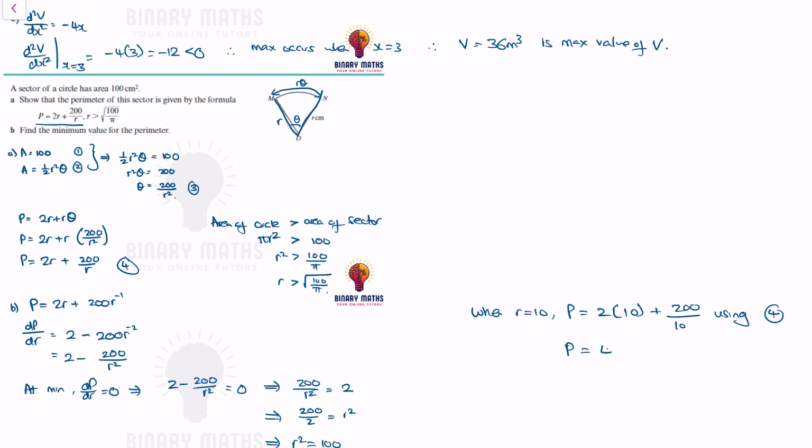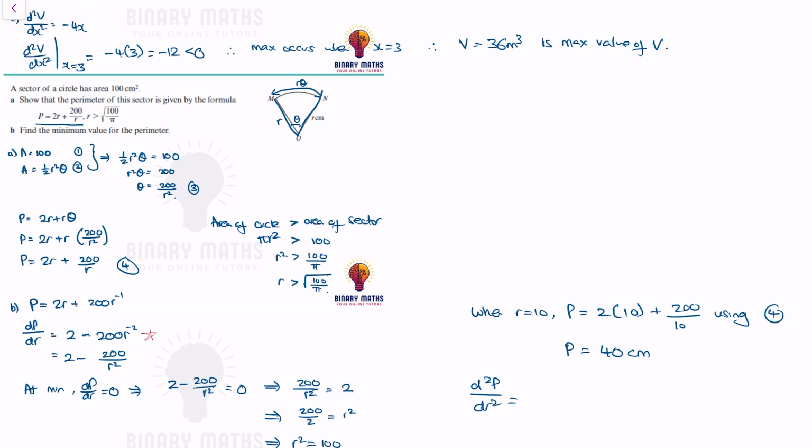The units were centimeters squared, so perimeter will be 40 centimeters. If I want to check if this is a minimum value, I need to differentiate again to find the second derivative of this one. Oh, and it's not that one, the one above it.